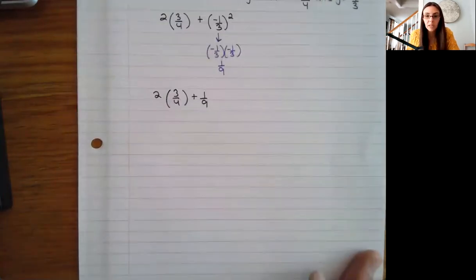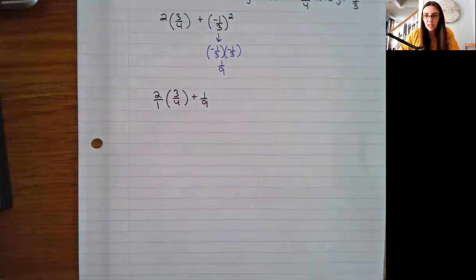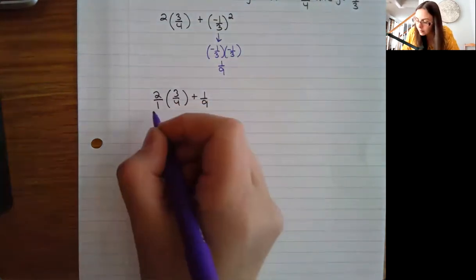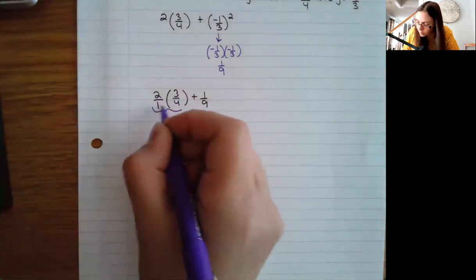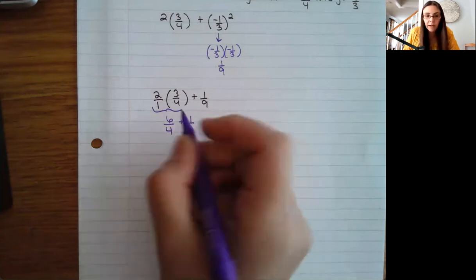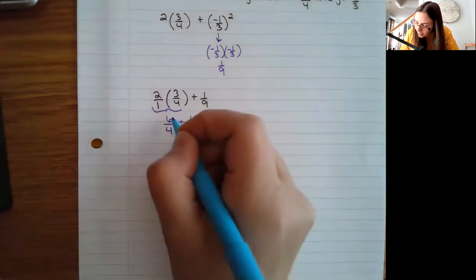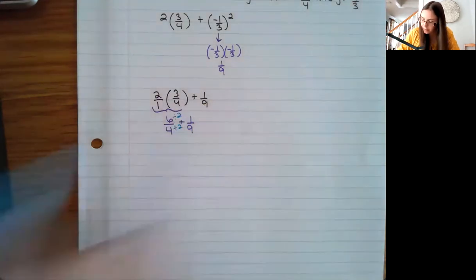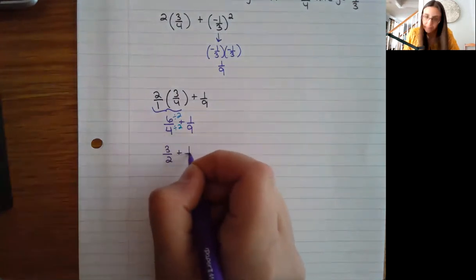I'm ready for my multiplication now. If I have a whole number, I am going to put it over 1. It just makes things so much easier to stay organized. I multiply across. 2 times 3 is 6, and 1 times 4 is 4. Now, you don't have to, but I do recommend simplifying as you go. It's just going to keep your numbers a little bit easier. So I can divide these both by 2 to simplify that, and I get 3/2 plus 1/9.